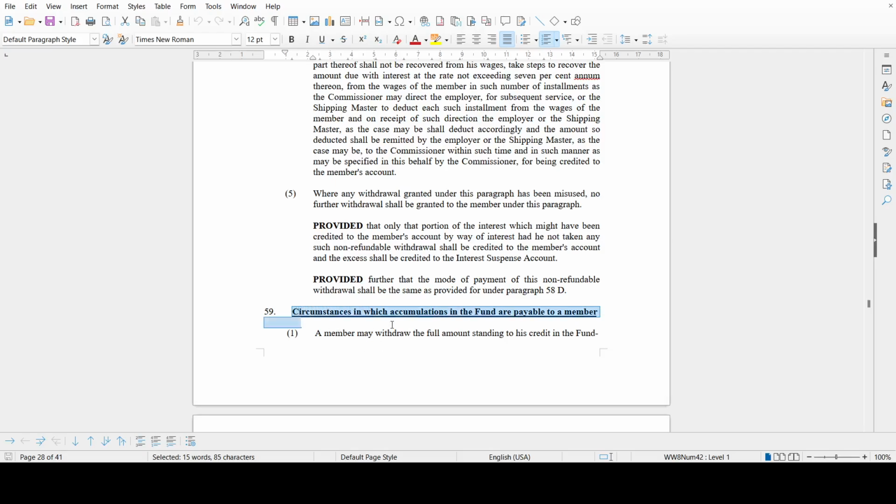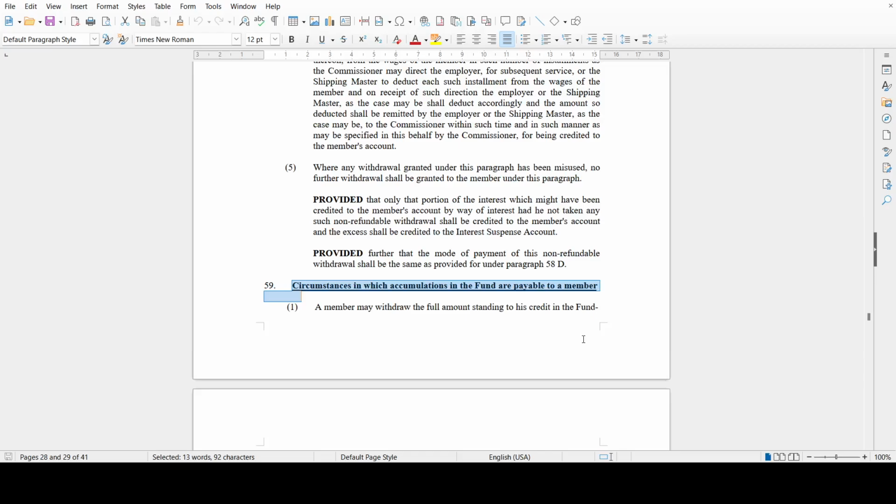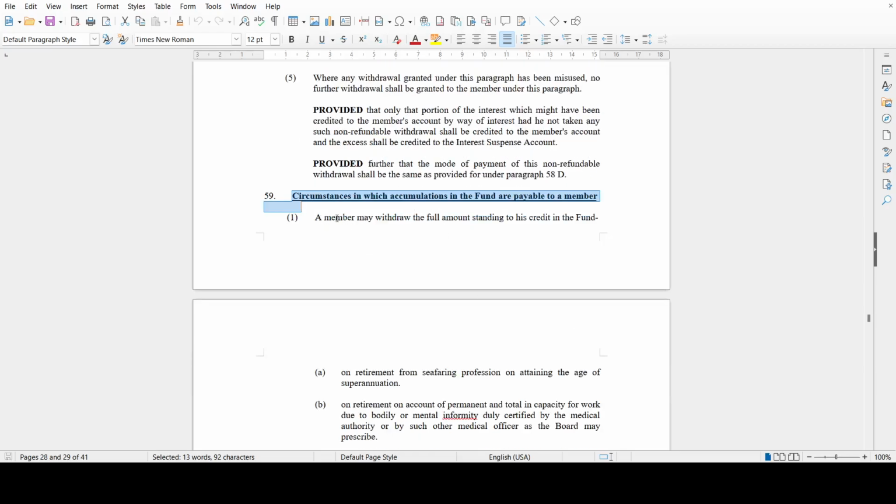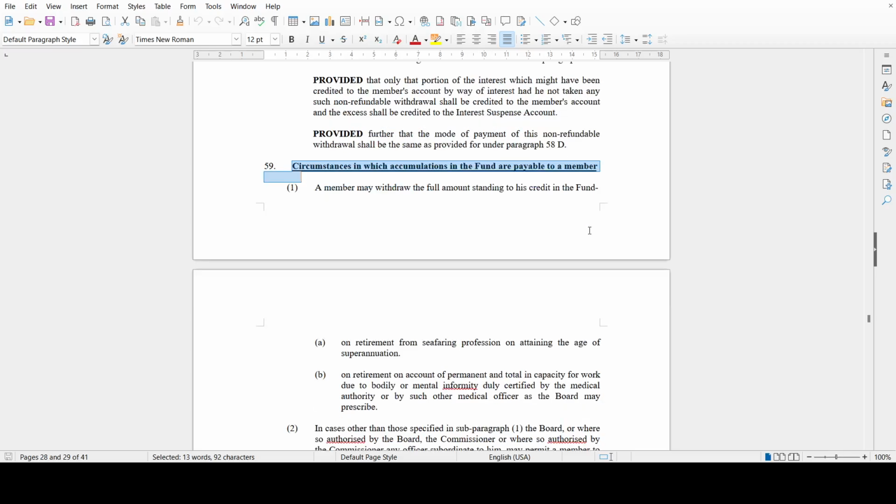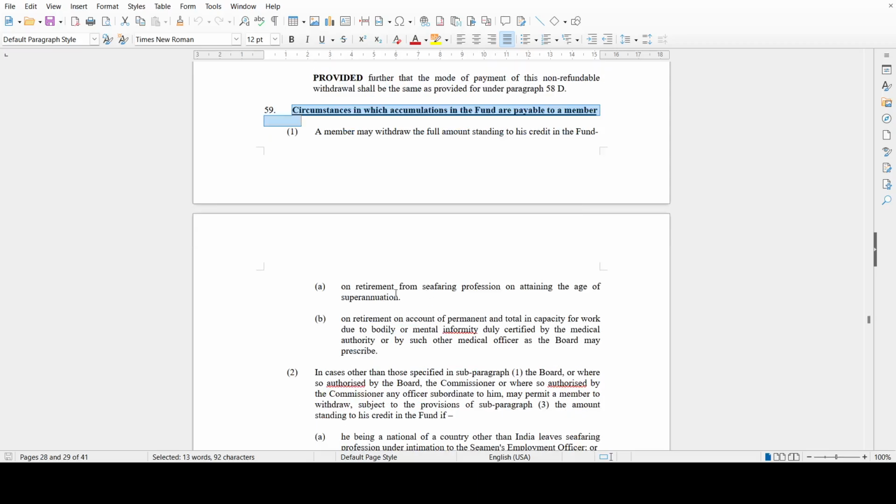And here is another condition when you can get the money, but you don't have to apply: circumstances in which accumulations in the fund are payable to the member. So a member may withdraw the full amount standing to his credit in the fund on retirement from the seafaring profession on attaining the age of superannuation. So this is the first condition under which you can apply.